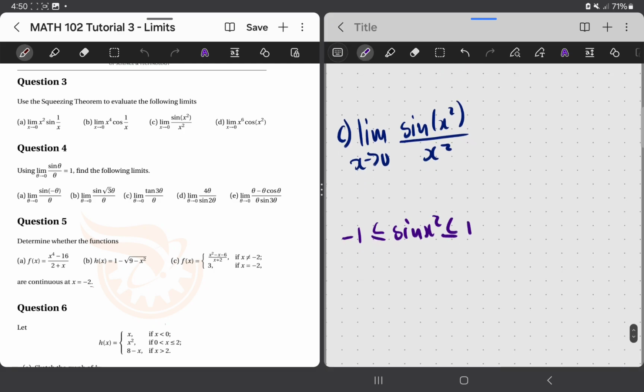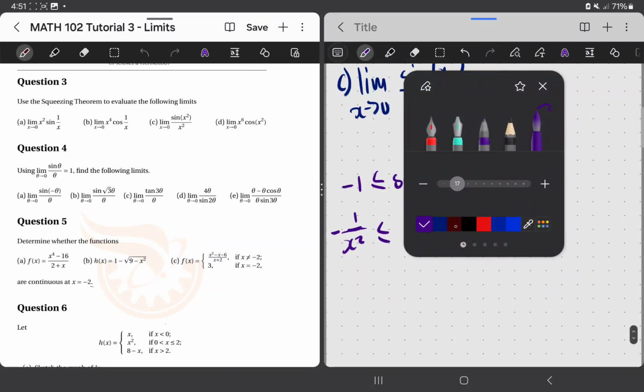Now what are we doing? We are dividing it by x squared. That's what you do to all of these parts. So it's going to be -1 over x squared, which is less than or equal to sine of x squared all over x squared, which is less than or equal to 1 over x squared. Okay, this is the negative of 1 over x squared.